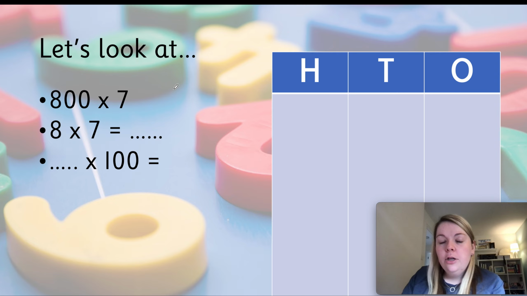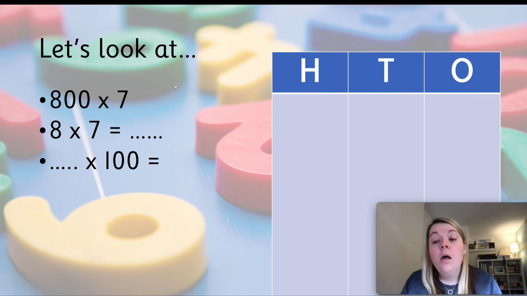I'll maybe just let you do this one yourself and you can show me how you got on: 800 times 7. So use 8 times 7 first of all and then multiply by your hundreds, okay?